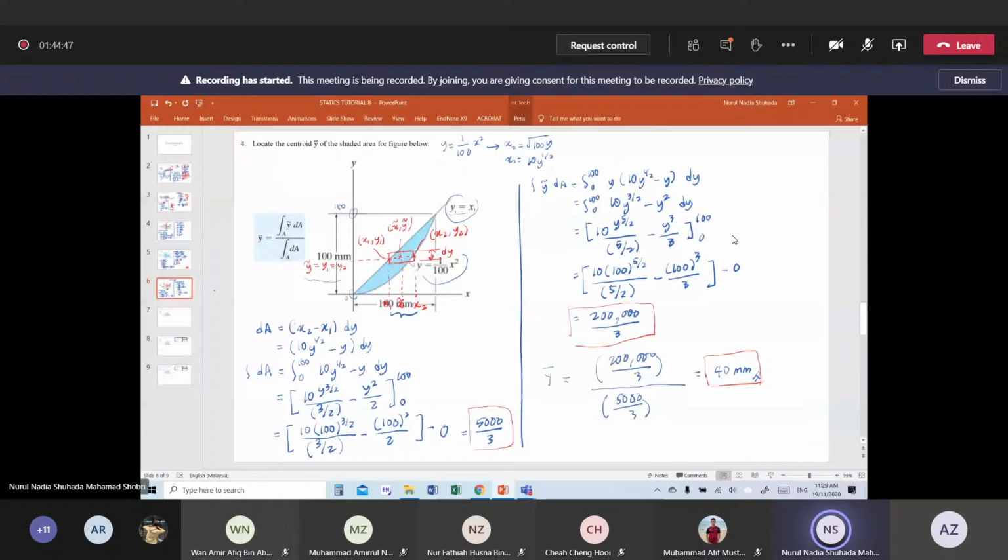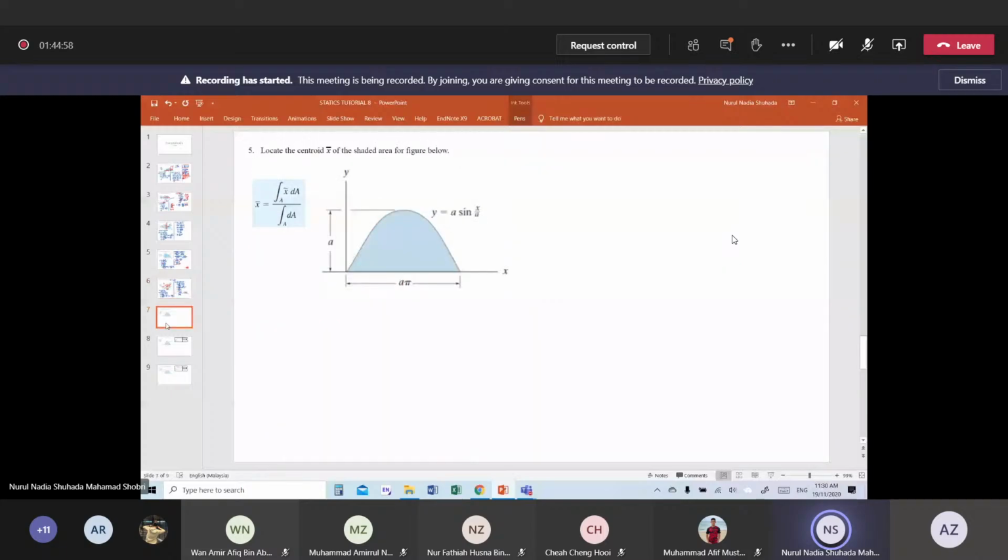Question number 5 is quite lengthy. So it wants us to find the centroid x of the shaded area. So first, we draw a small rectangle. So this is the x, the small bit. This is xy. This is x at the center and also y at the center.